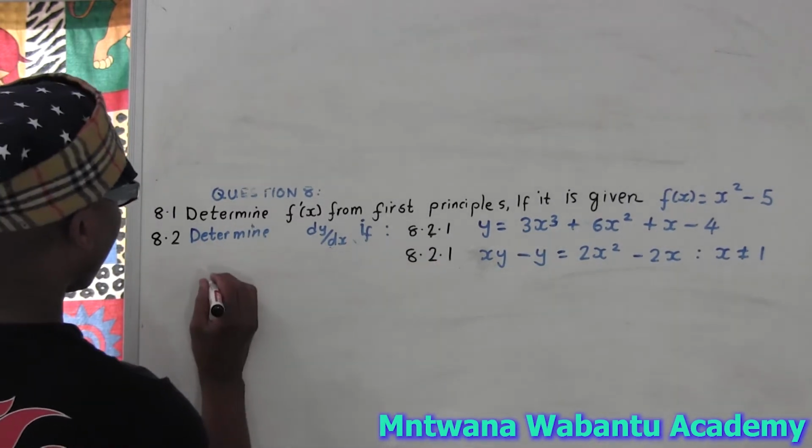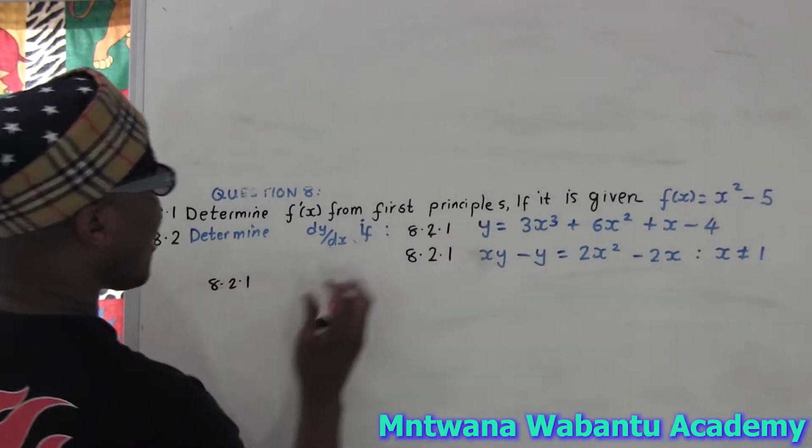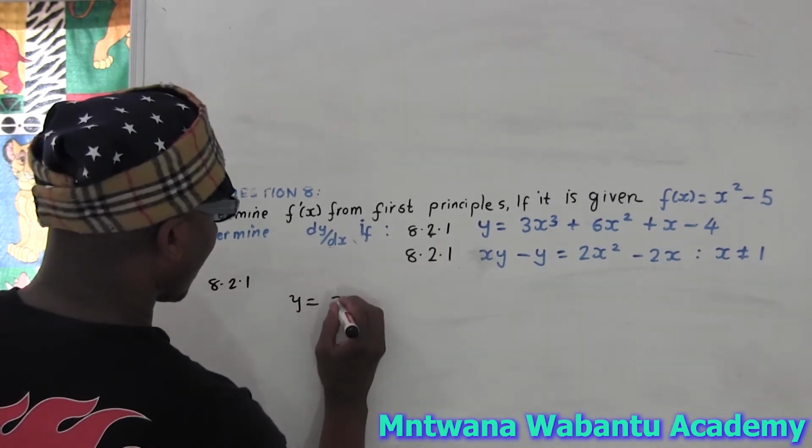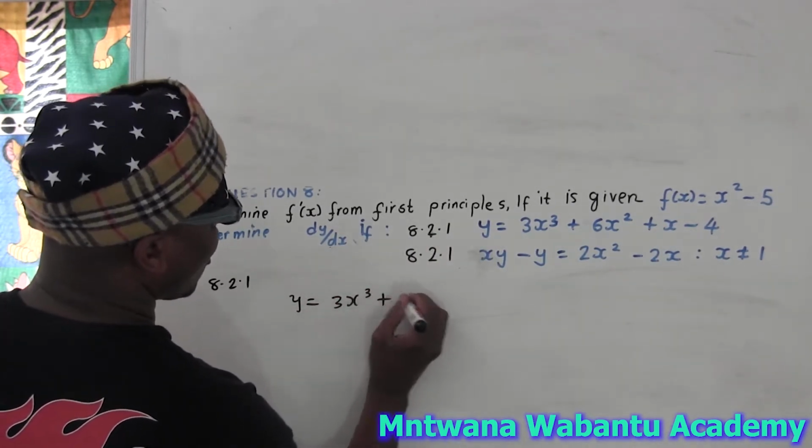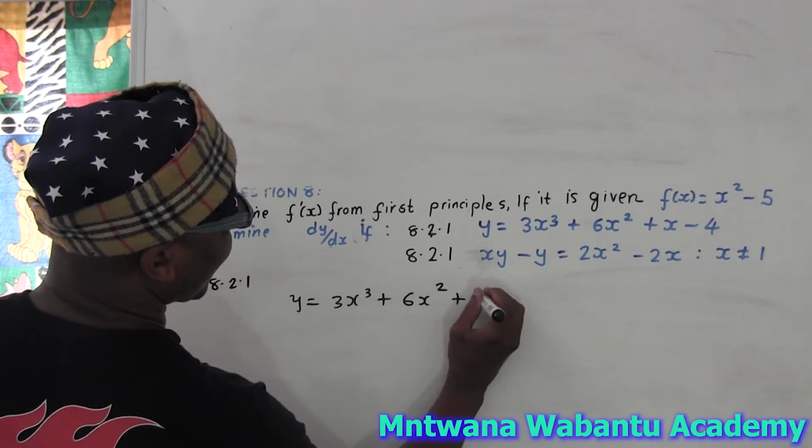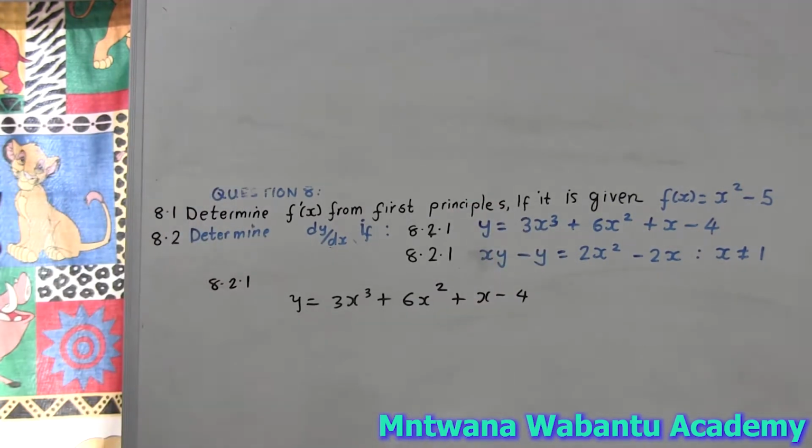Okay, now we go for 8.21. Okay, so now I'm going to take this y equal to 3x cubed plus 6x squared plus x minus 4. Look how easy it is. That's why I'm showing you a little slide, a challenge. If it gives you like that, you know you can hammer it, man.